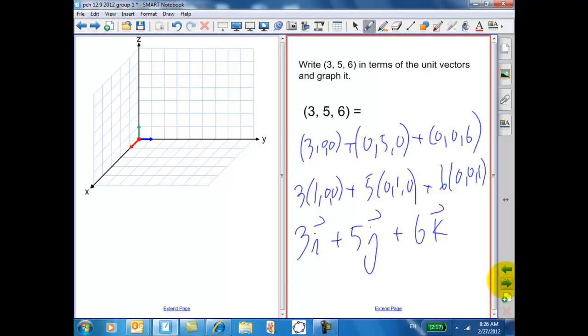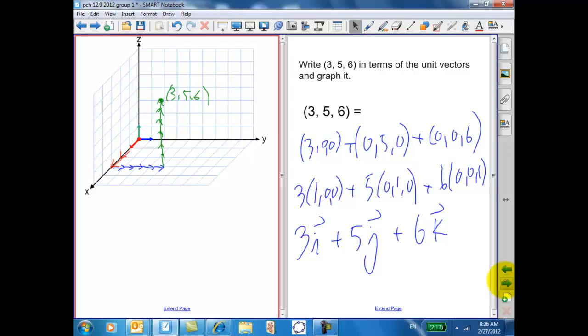And so we can do that. We can go 3 I's, 3 of these in the I direction, followed by 5 in the J direction, 1, 2, 3, 4, 5, and then finally followed by 6 in the vertical direction. 1, 2, 3, 4, 5, 6. There you go. And there's your 3, 5, 6.